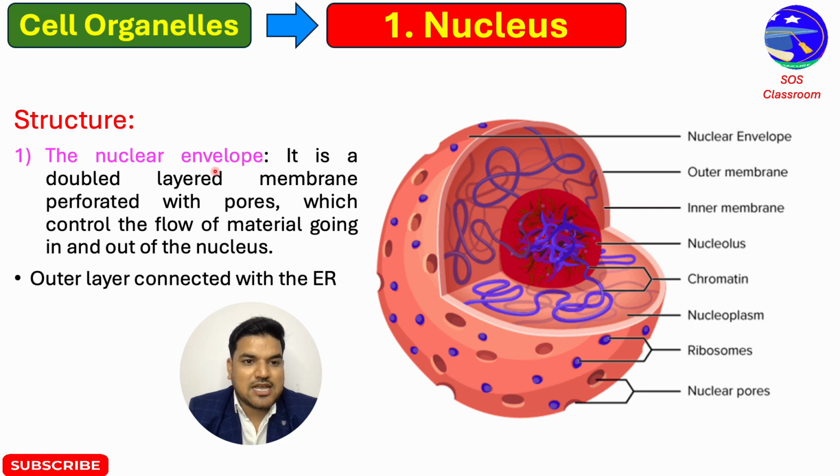So this is the nuclear envelope. You can see it is a double-layered membrane perforated with pores which control the flow of material going in and out of the nucleus. The outer layer is connected with the endoplasmic reticulum. So you can see this is the nuclear envelope, outer membrane. This membrane is directly connected with the endoplasmic reticulum and attached with ribosomes, and is called the rough endoplasmic reticulum.